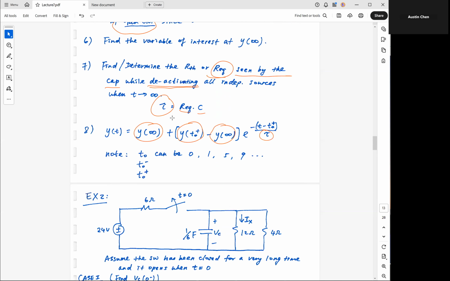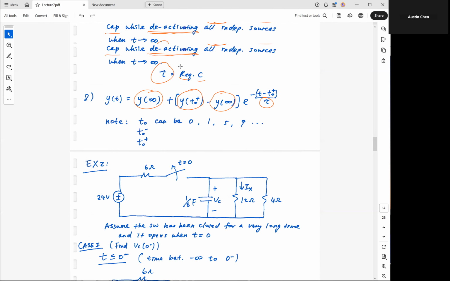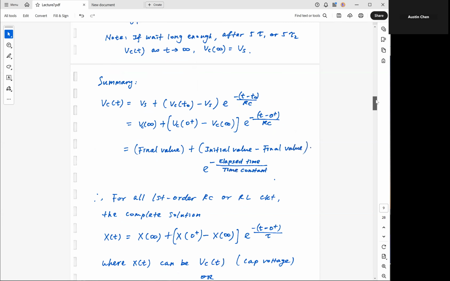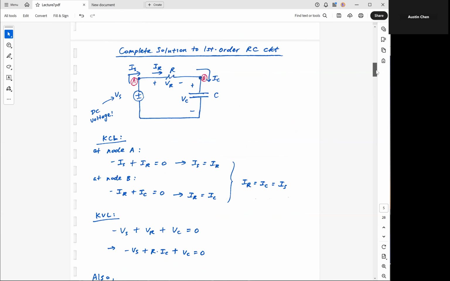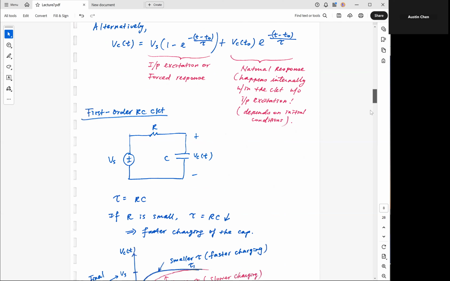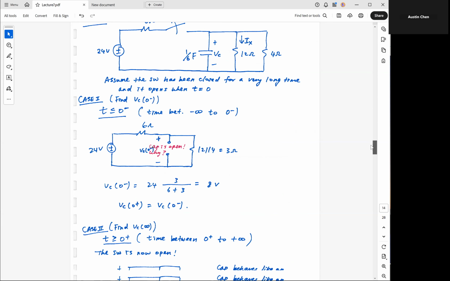So let's go to example number 2. Example number 1, by the way, is the warm-up example that we talked about. I believe it's over here. This assumes that we already have knowledge about the initial condition, so this is already given. All right, so let's go to example number 2.